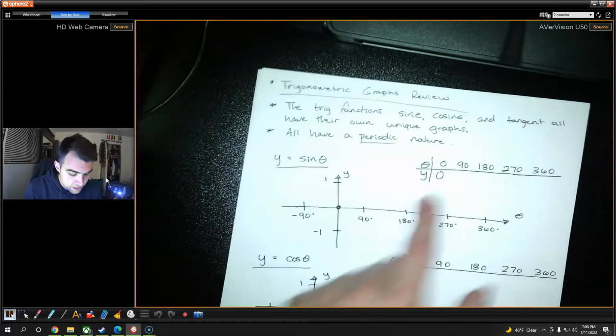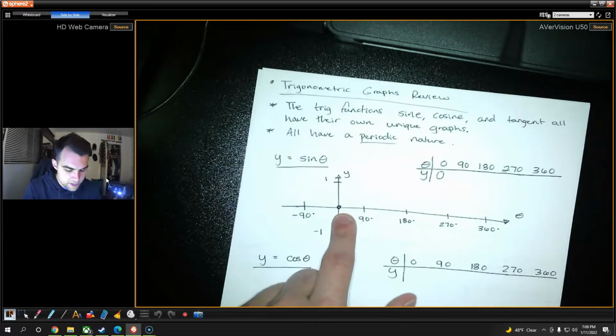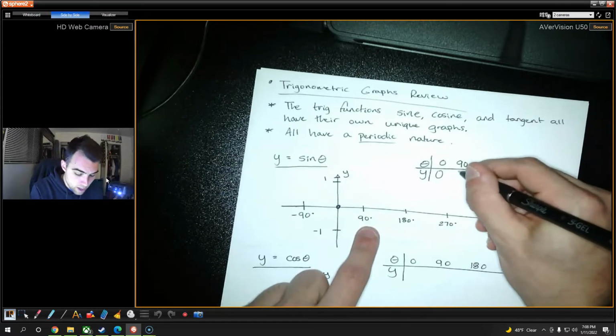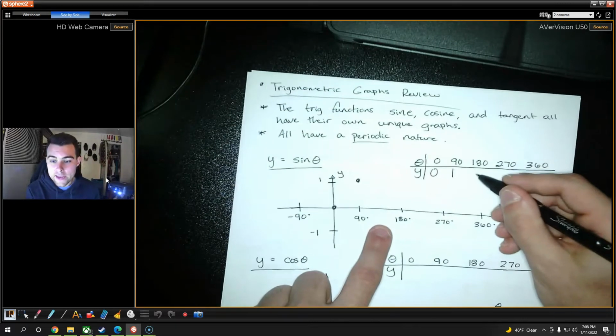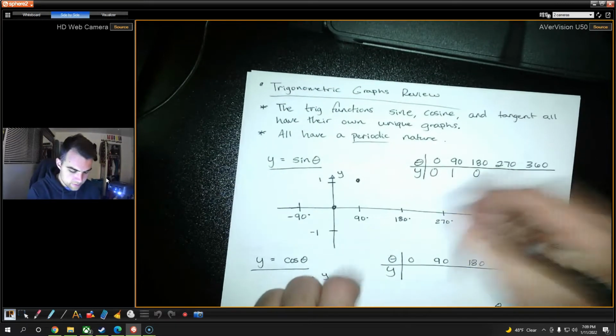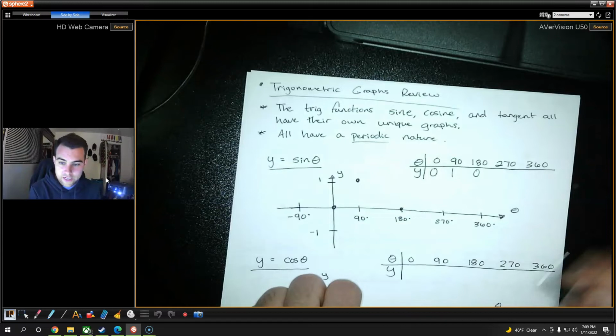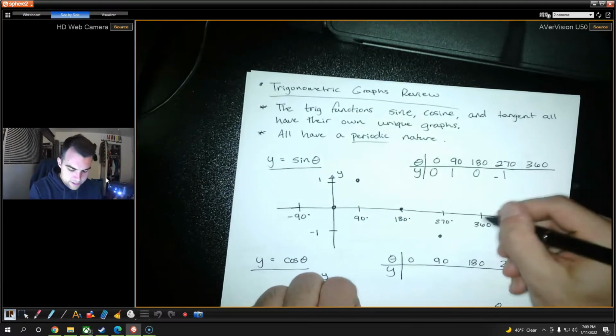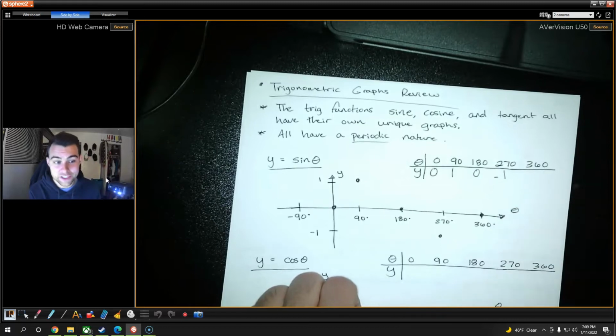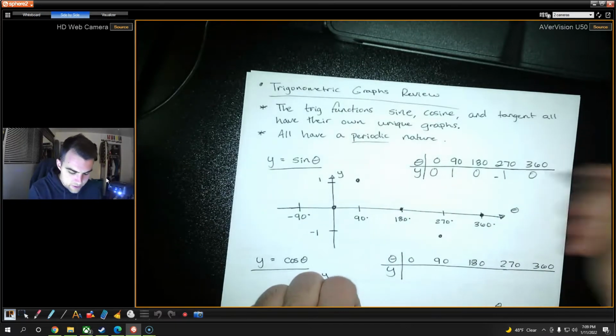But yes, 0, 0 is one of my points on the sine graph. Sine of 90 is 1, so I'm going to plot that. Sine of 180 actually comes back to 0. Sine of 270, we're at -1. And back at 360, sine of 360, which is the same as sine of 0, is 0.